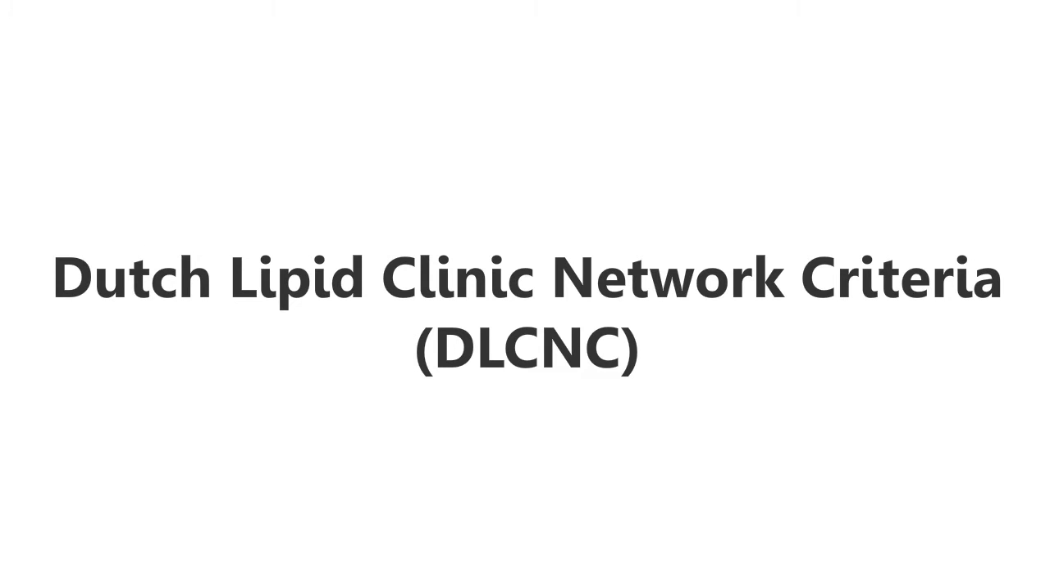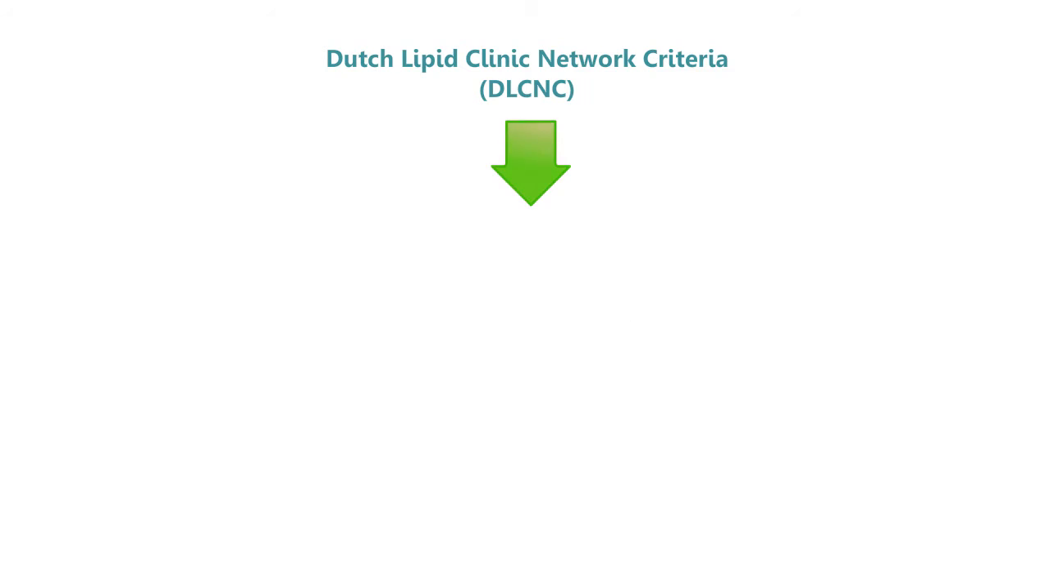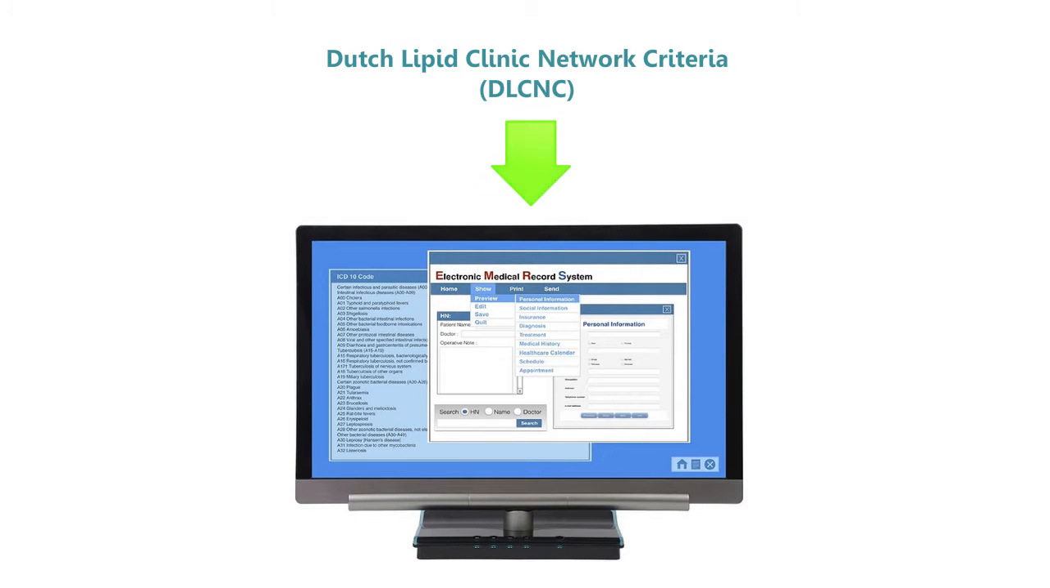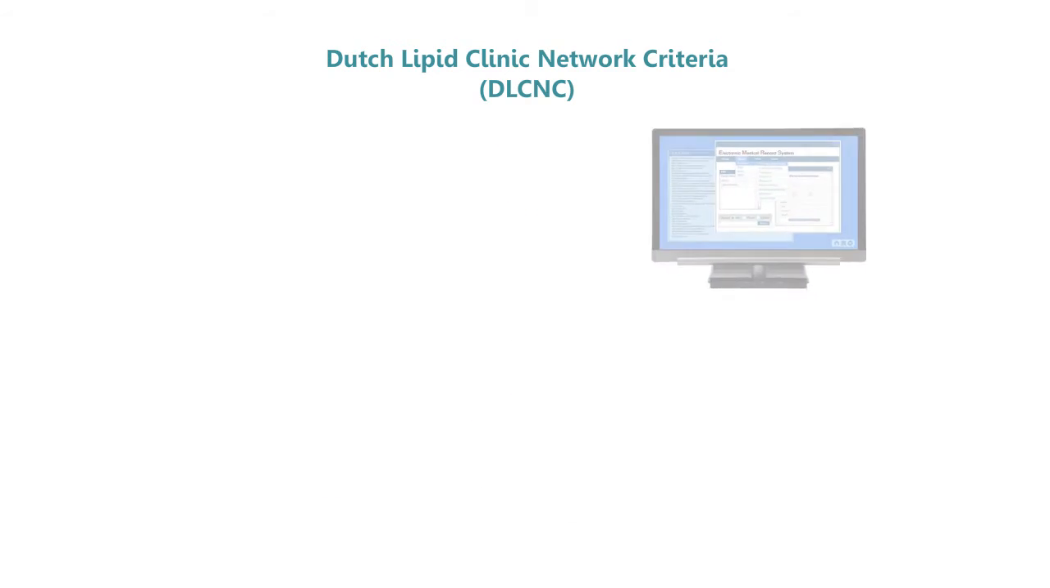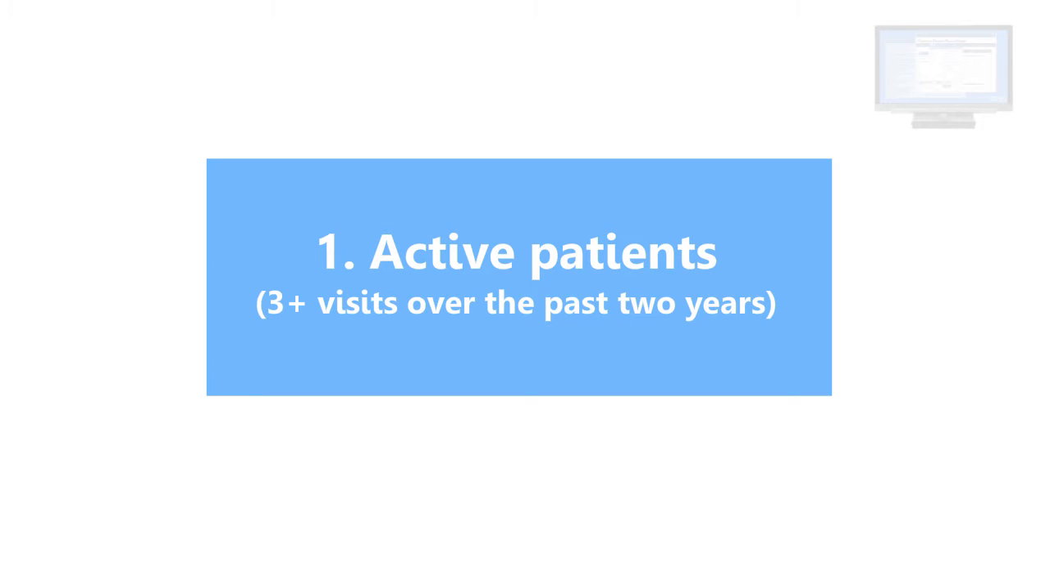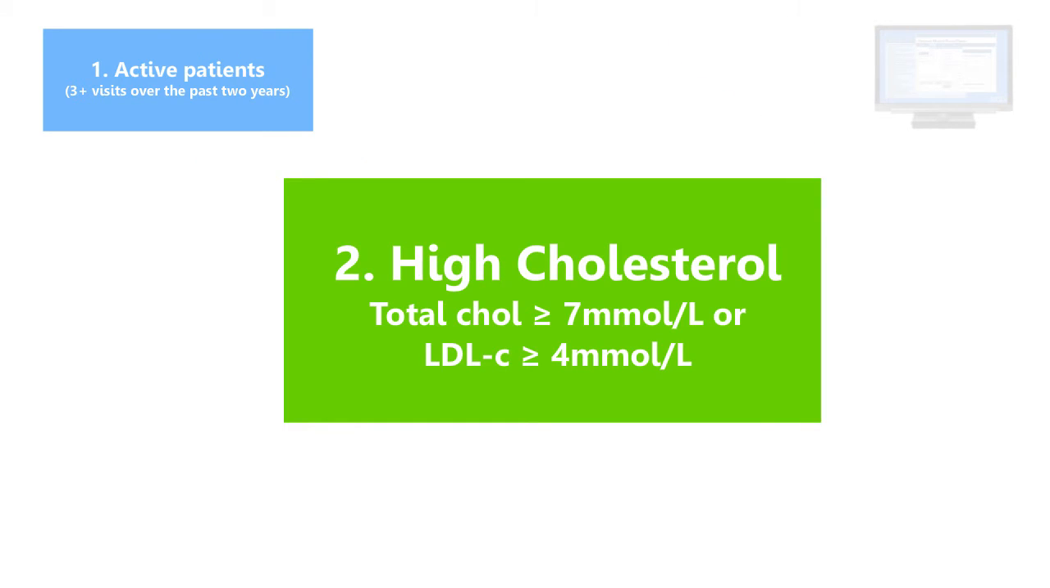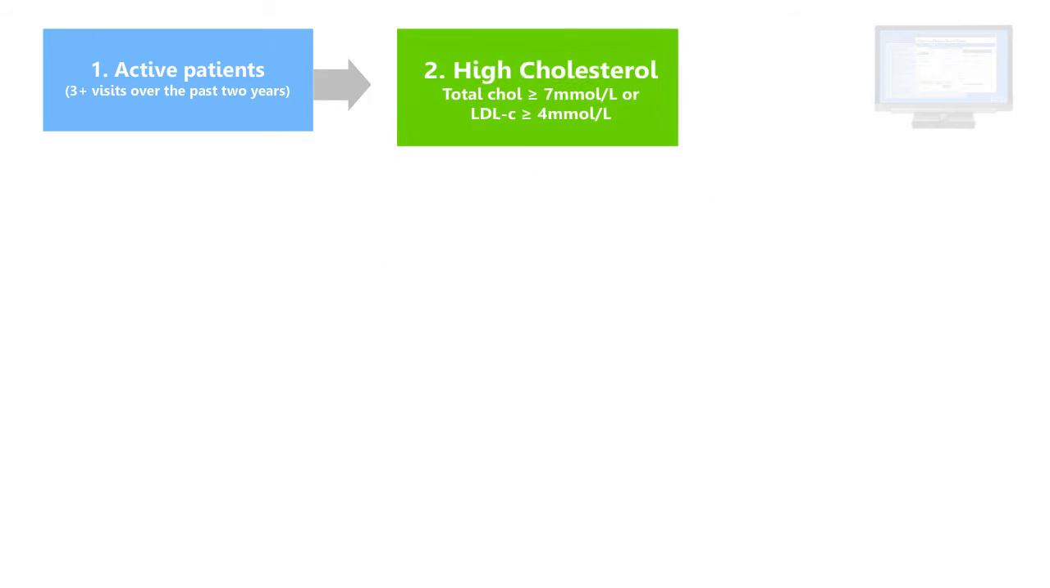The program applies a standard algorithm, the Dutch Lipid Clinic Network criteria, to the practice EMR system in order to identify patients at potential risk of FH. This is how the screening process works. First, all active patients attending the practice are identified. Pathology records are then automatically searched and all active patients with elevated cholesterol are returned.